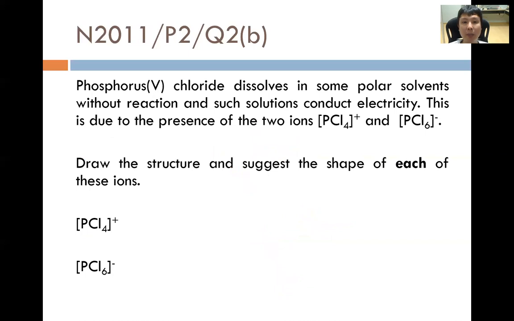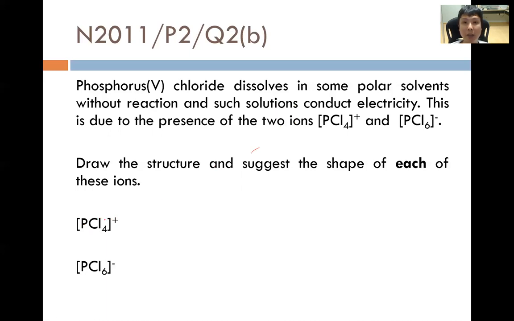November 2011, paper 2, question 2b. Phosphorus(V) chloride dissolves in some polar solvents without reaction, and some solutions conduct electricity. This is due to the presence of the 2 ions PCl4+ and PCl6-. Draw the structure and suggest the shape of each of these ions. Phosphorus is in group 5, and since it's positively charged, we remove 1 electron, and hence there are 4 electrons remaining in the valence shell.